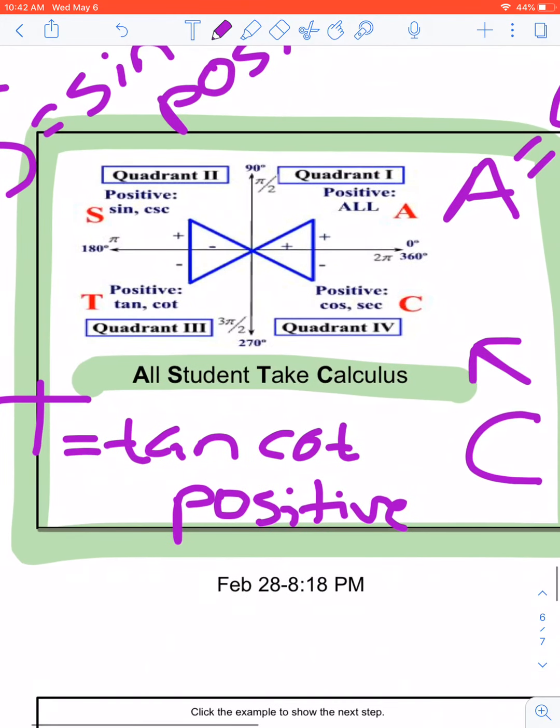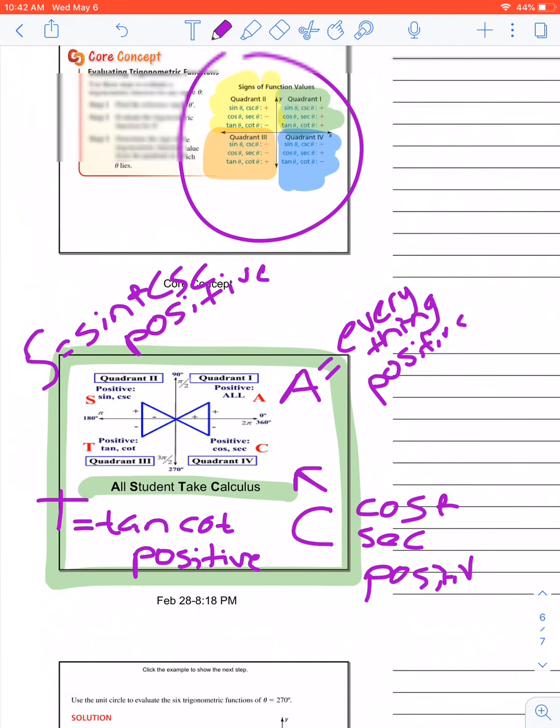This is probably one of the most important slides. I would definitely write it down. I would take a picture of it. This slide, the unit circle, is what's going to help you through most of your trig next year. Okay? So let's start doing this.